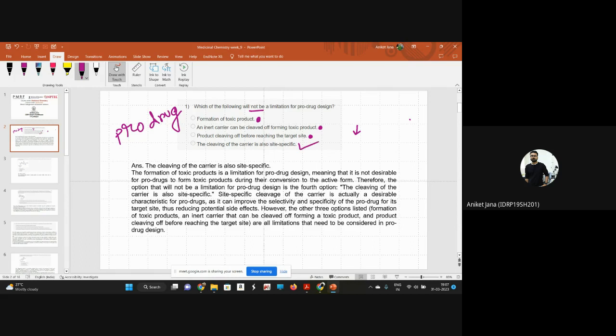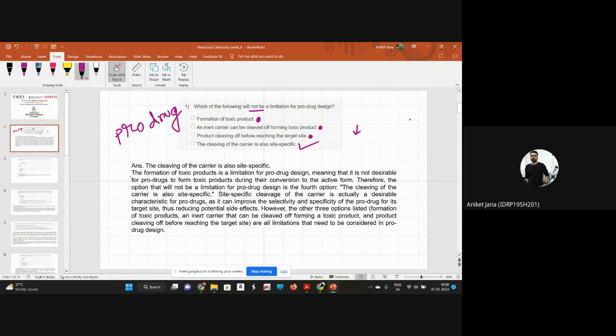Okay, so let's see the limitations of prodrug design: the formation of an unexpected metabolite. The inert carrier can be cleaved off, forming a toxic molecule, and the prodrug might consume vital nutrients. If the carrier cleavage is site specific, it can act as an advantage, right? As you said. So the prodrug approach has various hurdles when we use some prodrug, and the limitations can be such as chemical instability, poor water solubility, rapid pre-systemic metabolism, inadequate absorption, and toxicity.